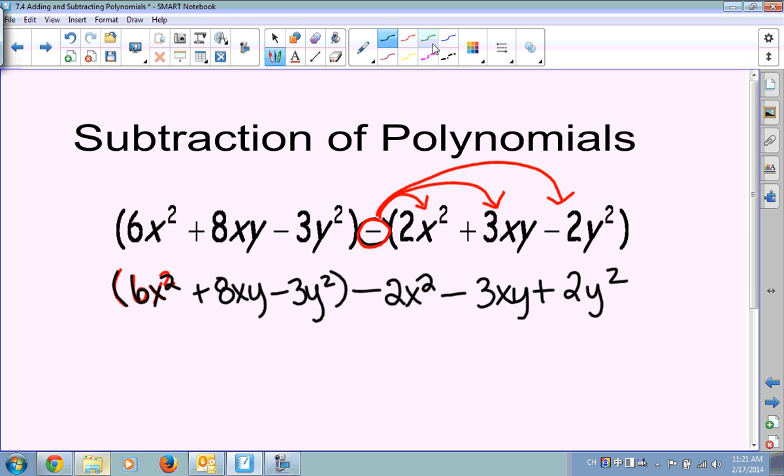Okay, so now let's look for some like terms. Start with the biggest exponents. Well, we have x squared, we also have y squared. Can we combine x squareds and y squareds? No. So let's just start with the x squareds. And notice this 2x squared is negative, right? So what is 6x squared minus 2x squared? 4x squared. Okay. Next.